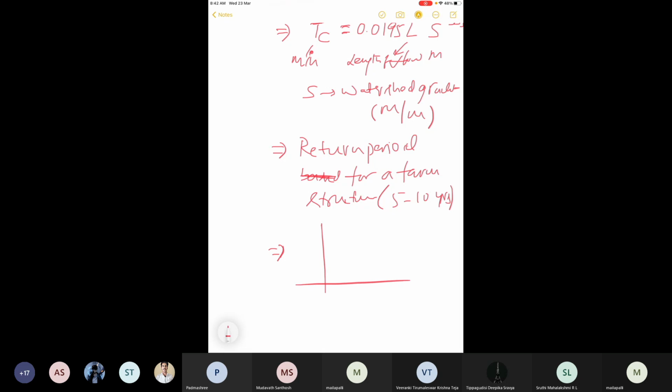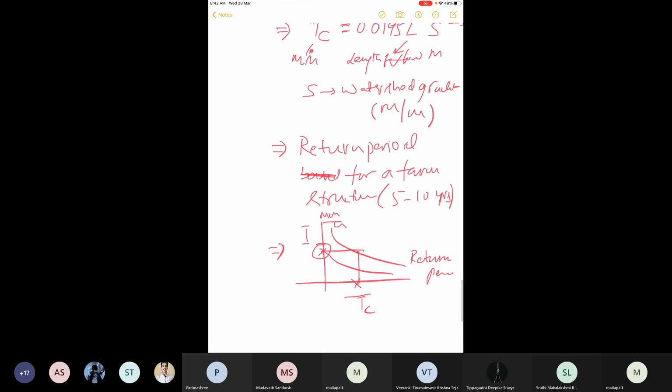You have time of concentration here and intensity here, and you have the curves, let's say the return period curves. Knowing the time of concentration, just project it onto the return period curve, and the corresponding value on the y-axis will be the intensity. This is in mm per hour. This way you can estimate. Now let's do an example so you will understand better.